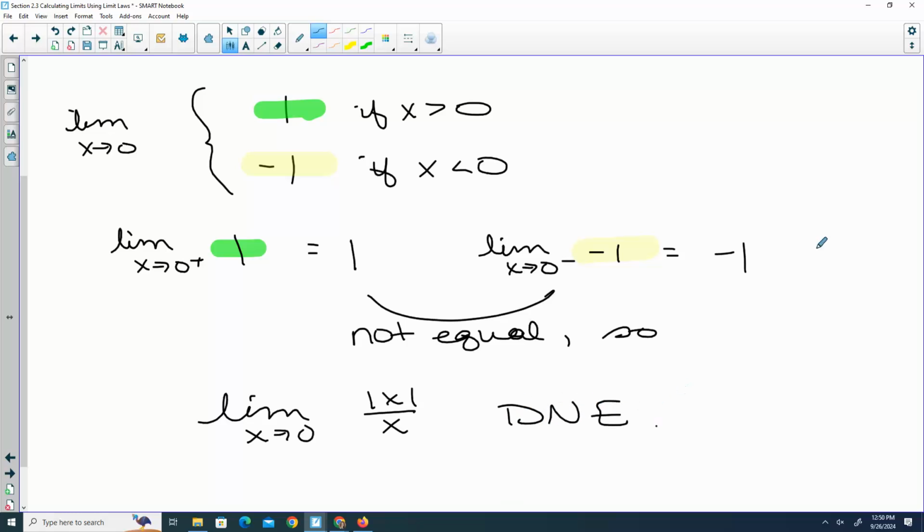The limit as x approaches 0 of the absolute value of x over x does not exist. If we drew the graph on this, if it's bigger than 0, you're getting out 1. If it's less than 0, you're getting out negative 1. Do those limits match? No. So we can see it from our graph as well. I want you guys to try one.